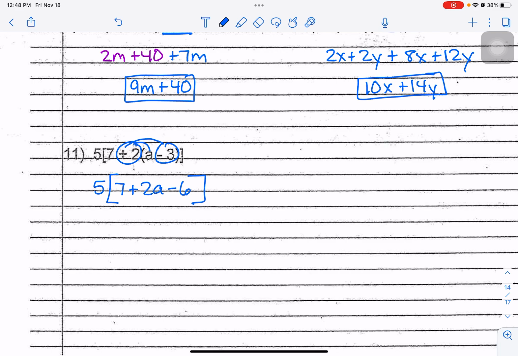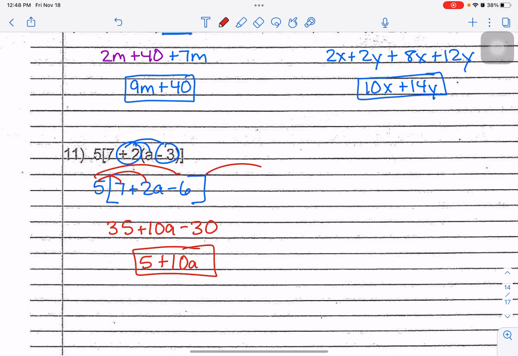Now I have 2 options here. I can simplify inside the bracket, or I can distribute. If I just want to get rid of the parentheses, then I will distribute. 5 times 7 is 35, 5 times 2 is 10a, and 5 times a negative 6 is negative 30. My like terms are the 35 and the negative 30, so that would combine to 5 plus 10a.